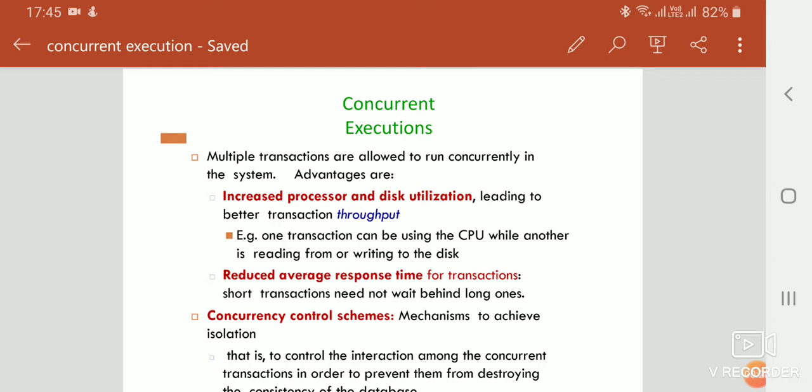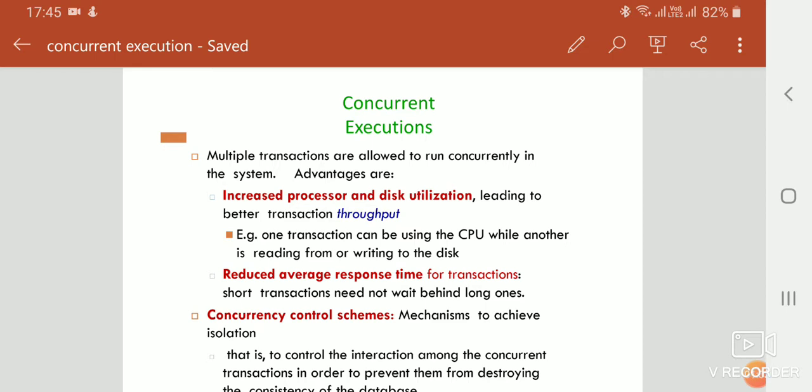Here it is increasing. That means a transaction consists of many steps. Some will be involving IO activities and others will be involving CPU activity, that is disk usage and CPU usage. So some transactions might be requiring CPU and some transactions will be requiring disk. So we'll allow them to run in parallel, and this will reduce so much of time. So it is called increased processor and disk utilization.